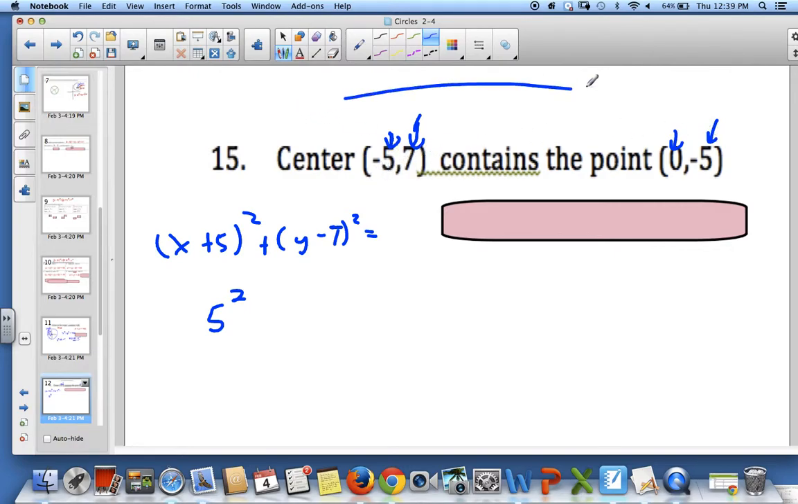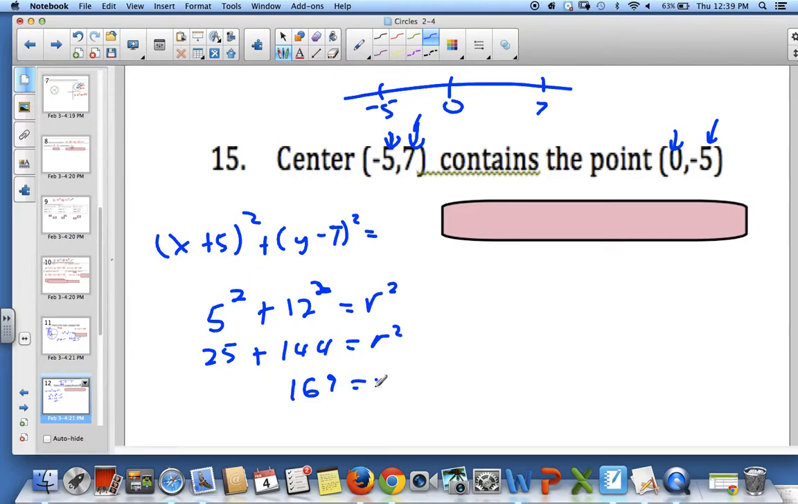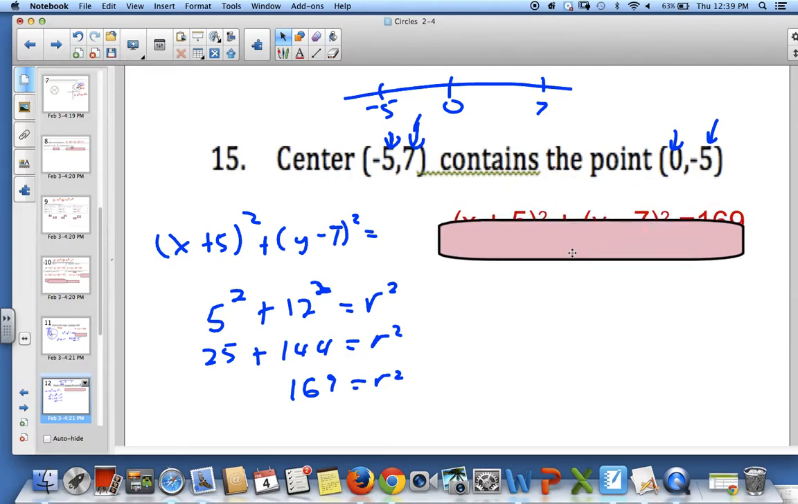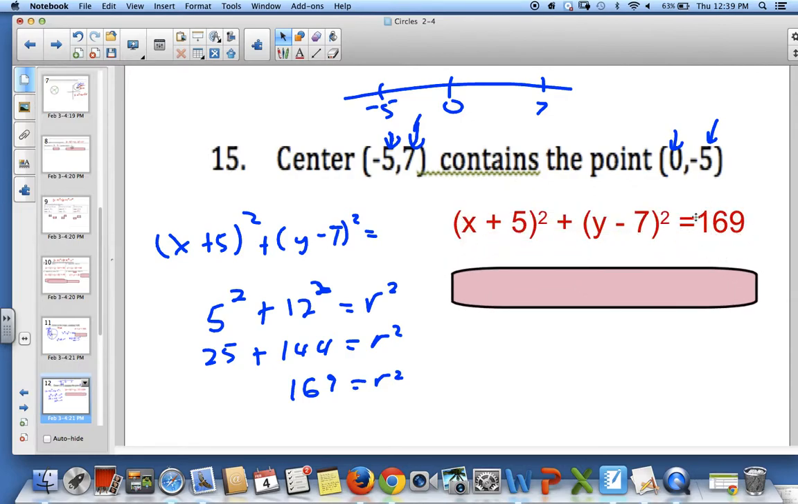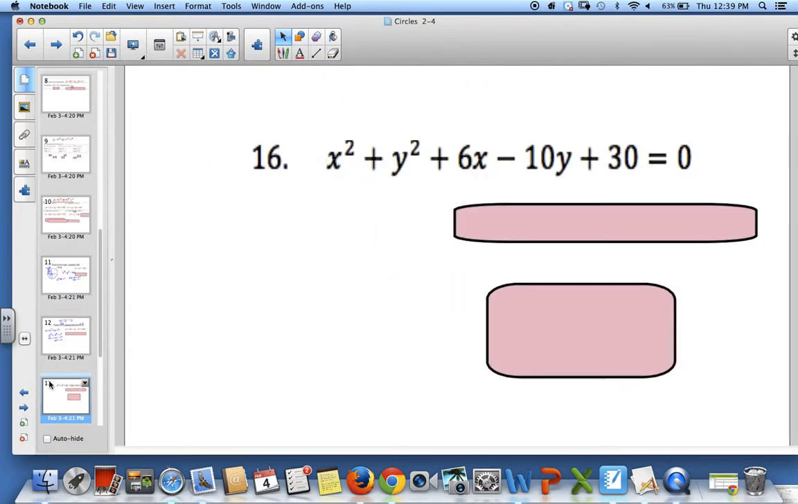And if I think of a number line, here's 0, here's 7, and here's negative 5. The distance between them is 7, and 5 is 12. So plus 12 squared equals r squared. That's going to give me my distance. So that's going to be 25 plus 144 equals r squared. 169 equals r squared. I'm actually done. If they ask for the radius, I would say 13, but the question has r squared here, so that's the answer to that one.